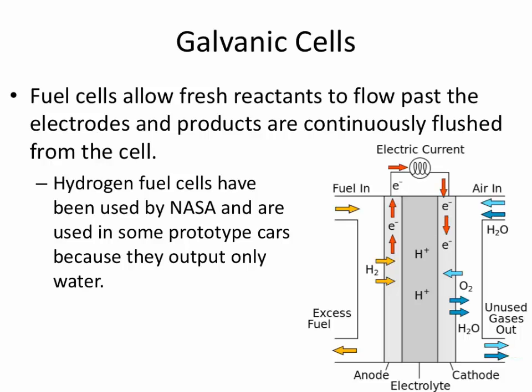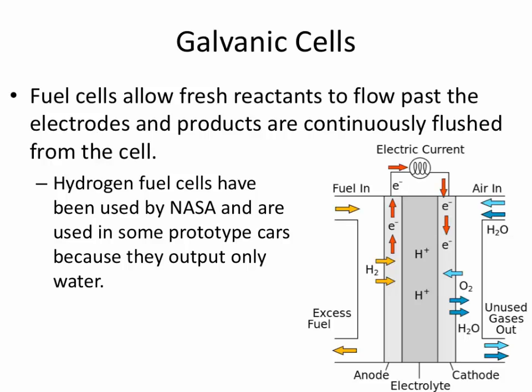Now, hydrogen fuel cells have been used by NASA and are used in some prototype cars because they output only this water vapor, and obviously the unused air that came in as well. But the only product from the reaction is going to be water vapor. And so they are an inherently clean type of energy source. Now, of course, you have to get this hydrogen from somewhere, and usually that would be produced in some other, perhaps not quite as clean power plant somewhere.